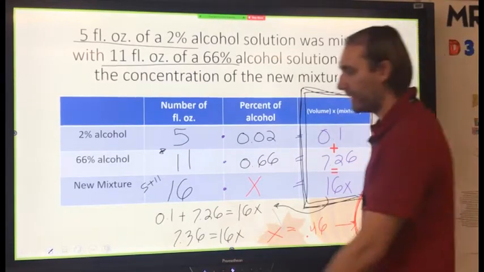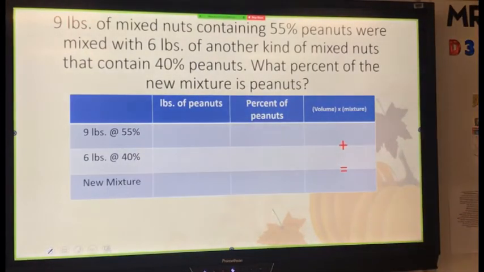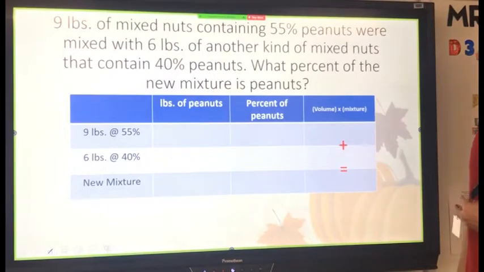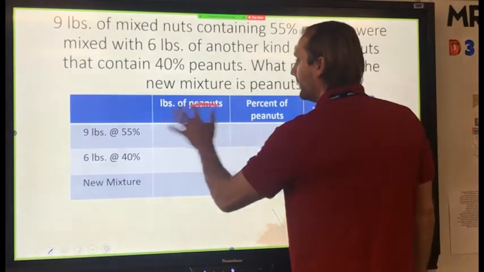Okay, well here's some practice right now. Go ahead, give this one a shot. It's going to lay out exactly how I did the last one. 9 pounds of mixed nuts contain 55% peanuts. These were mixed with 6 pounds of another kind of mixed nuts with 40% peanuts. What percent of the new mixture is peanuts? So this should be pounds of mixed nuts.